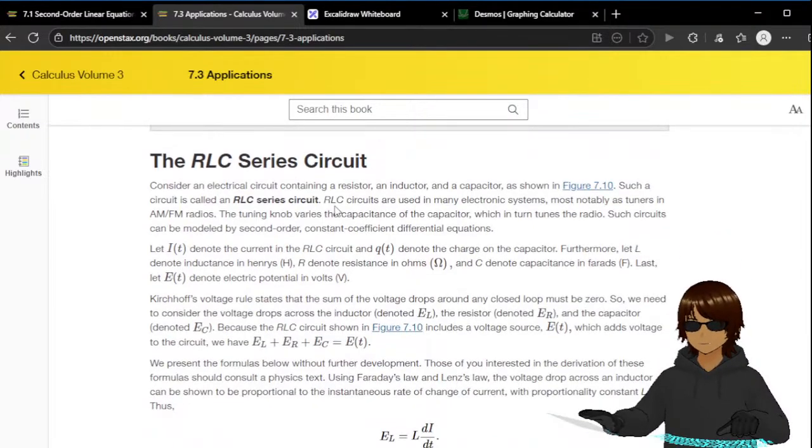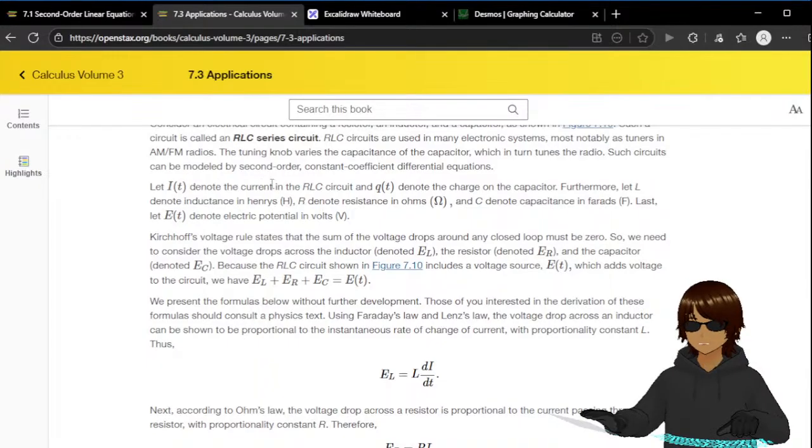Consider an electric circuit containing a resistor, an inductor, and a capacitor, as shown in figure 7.10. Such a circuit is called an RLC series circuit. RLC circuits are used in many electronic systems, most notably as tuners in AM/FM radios. The tuning knob varies the capacitance of the capacitor, which in turn tunes the radio. Such circuits can be modeled by a second order constant coefficient differential equation.